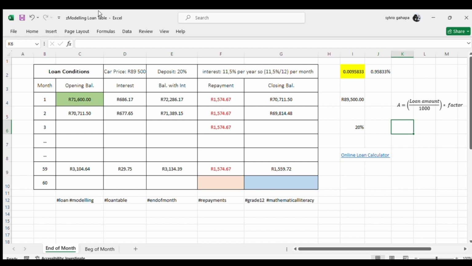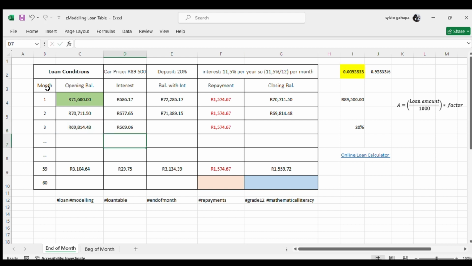So earlier on we finished with month two. We already know by now that the opening balance in month number three is the closing balance in month number two. And so far, what I have been doing is taking this opening balance and multiplying it by this lovely interest per month, right? So, interest rate per month.